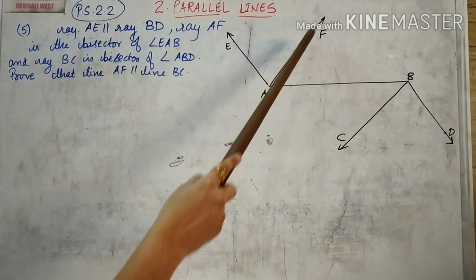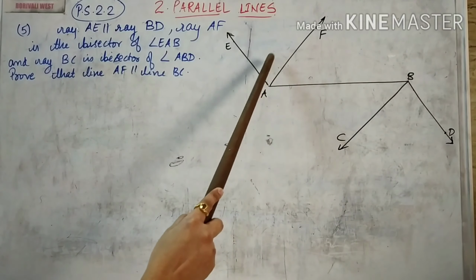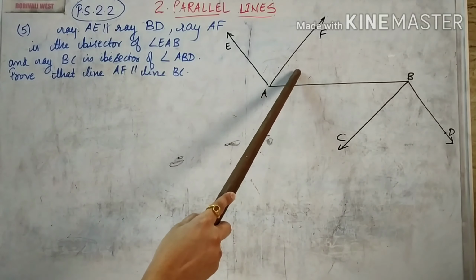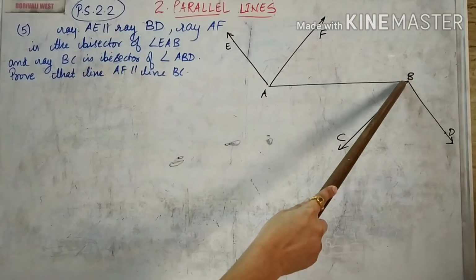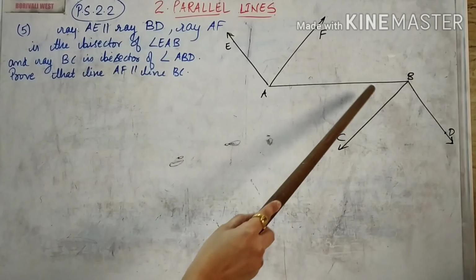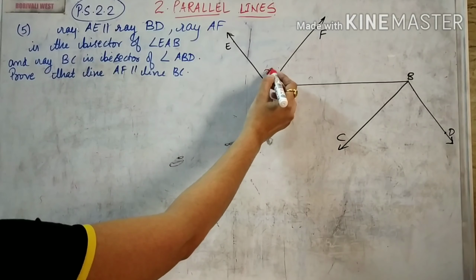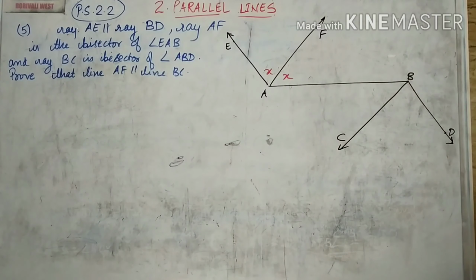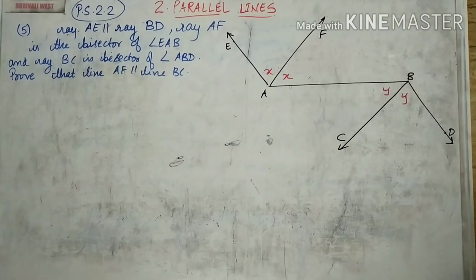Bisector of any angle means this is the ray which is dividing this angle into two equal parts. Means if this is 30 degrees, this will also be 30 degrees. So AF is a bisector of this angle and BC is the bisector of this angle. So if BC is a bisector, then this angle will be divided into two equal parts. Let me show them with the alphabets. If AF is a bisector, this will be X and this also will be X because they both are equal. And this will be Y and this will be Y. This helps you to understand the property of angle bisector.